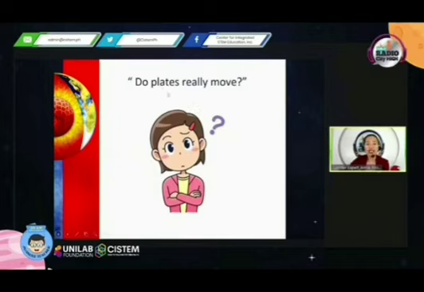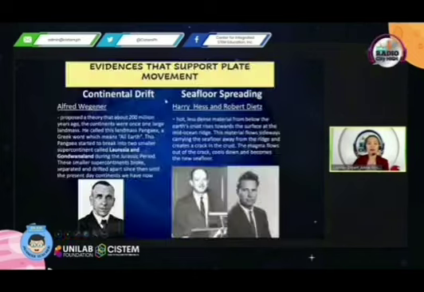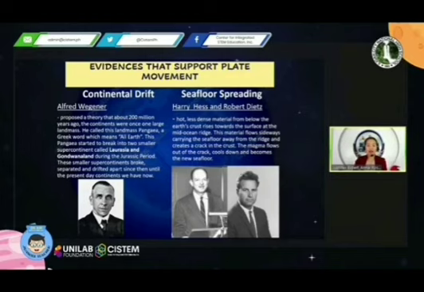Okay, so do plates really move? Right. Let's not prolong this. Okay, so here are some of the evidences that support plate movement. You have very important key figures that are proponents of the evidences that support plate movement. All right, so you have two theories: continental drift and seafloor spreading.